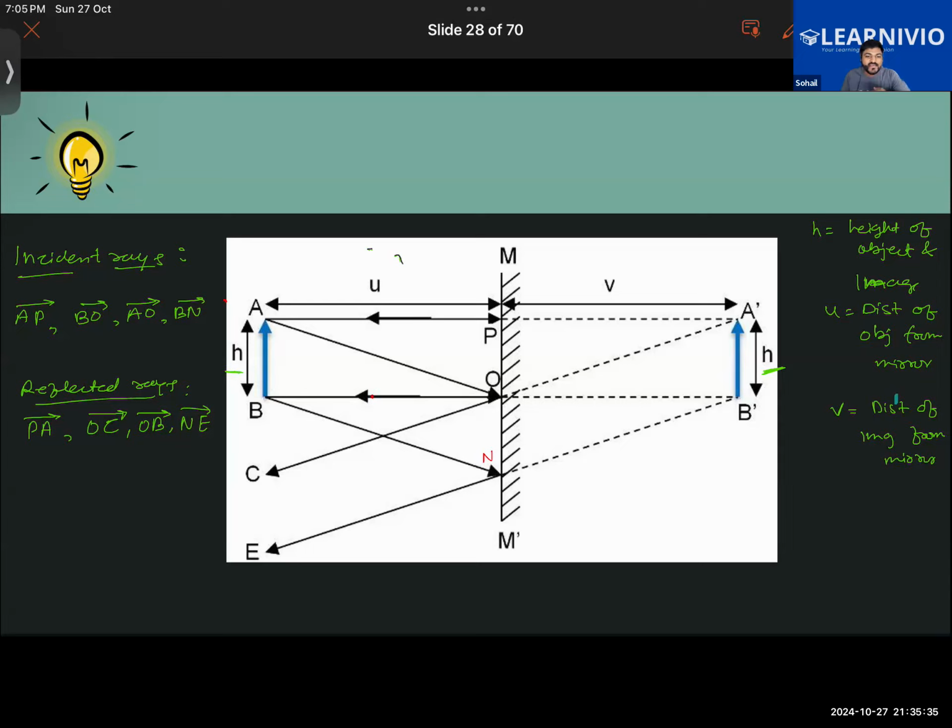Because it is actually not there. It appears to be there. The rays, are they actually meeting at this point A dash and point B dash? Tell me. No, sir. They are not meeting actually at A dash and B dash. They appear to meet there. That's why the image that will be formed will be called a virtual image. Getting it, guys? That will be called a virtual image.